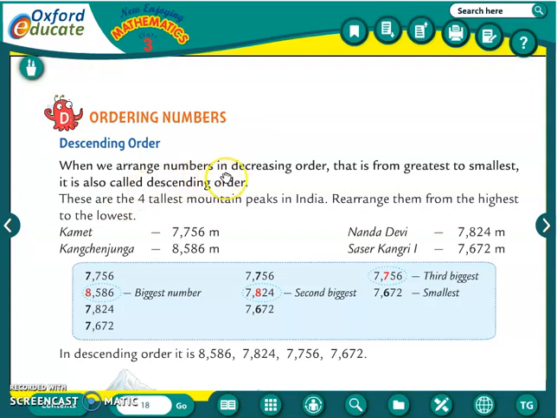When we arrange numbers in descending order, that is from greatest to smallest, it is also called descending order. In previous videos, we had seen the numbers, that is greatest to smallest, that is called descending order.